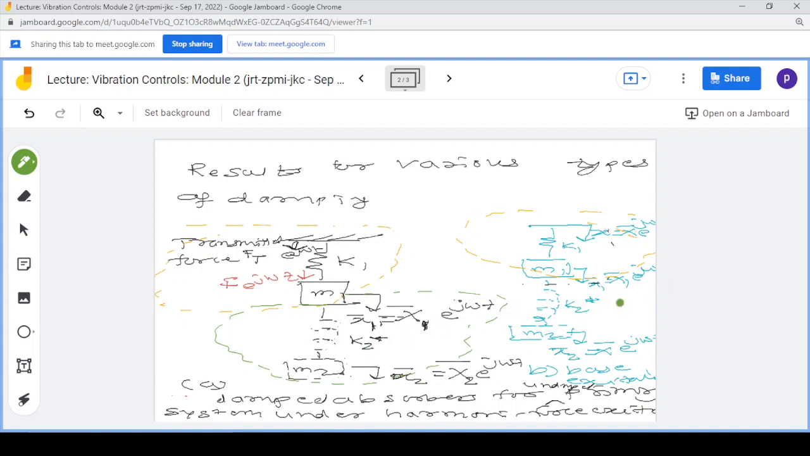Similarly, for the system under base excitation, you can see this K2 star, which is the complex stiffness for the spring, and mass M2 is attached to it. Okay.